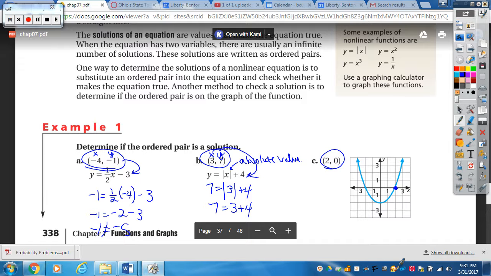So maybe I should have said this back here. This is a solution to this graph. It's one of the many.